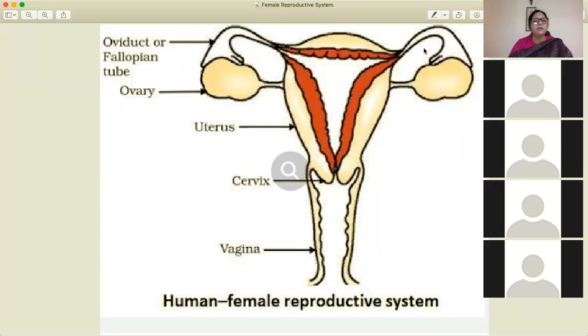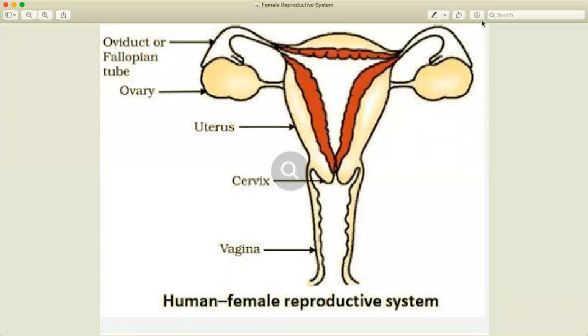So on the screen, all of you can see the human female reproductive system. In this, we have to see the diagram carefully. You can see that the human female reproductive system consists of a pair of ovaries. This is one ovary and this side another ovary. One pair of ovaries, one ovary on each side.